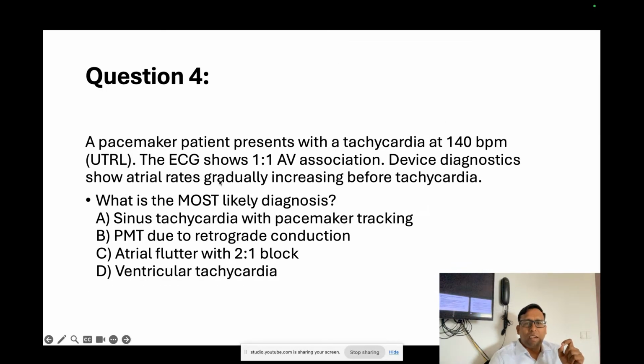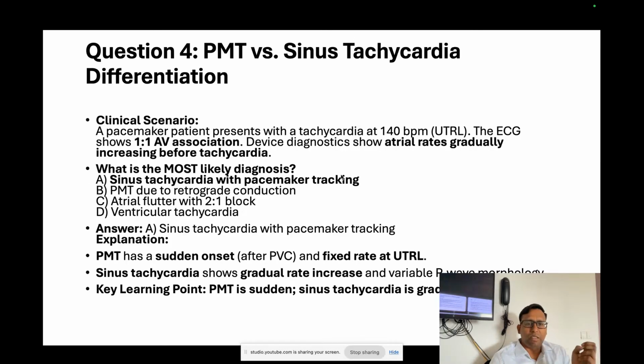Diagnosis, so atrial rate gradually increasing before tachycardia means it is sinus tachycardia is happening and after that it is tracking it. If a patient is having complete heart block and sinus tachycardia is happening, it will go. Na? So gradually, if it is sudden, then you have to think about the PMT. Okay. So sinus tachycardia and PMT is sudden onset and usually by the PVCs.